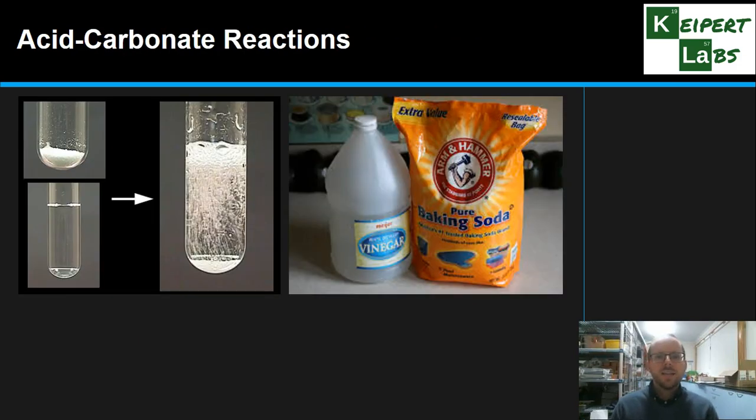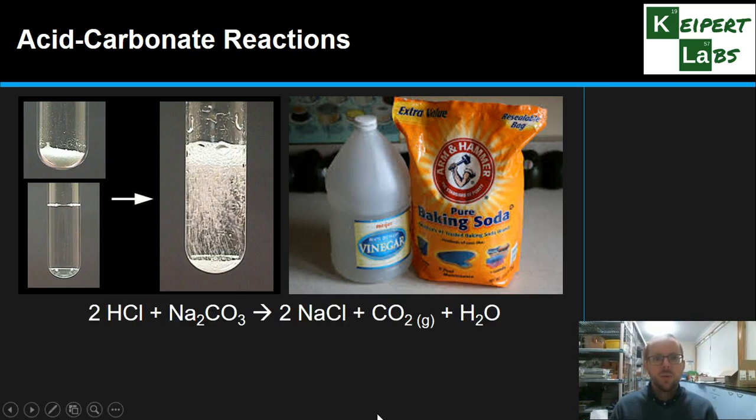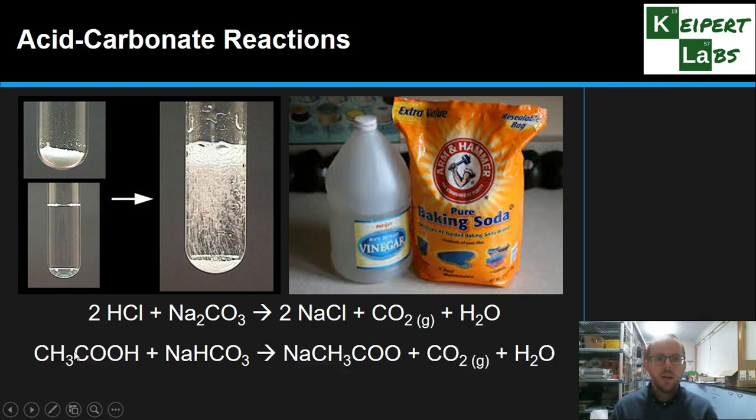And then our last one, acid and a carbonate reaction. Just like we might have hydrochloric acid plus sodium carbonate gives us sodium chloride, carbon dioxide, and water. Classic vinegar and bicarb. Vinegar is acetic acid in water, with sodium bicarbonate or sodium hydrogen carbonate, giving us sodium acetate, carbon dioxide, and water. So it's very similar to the reactions we've just seen, but with the added combination of the carbon dioxide gas.